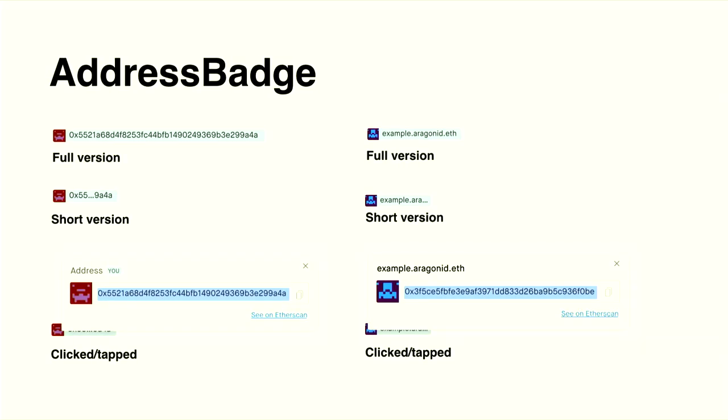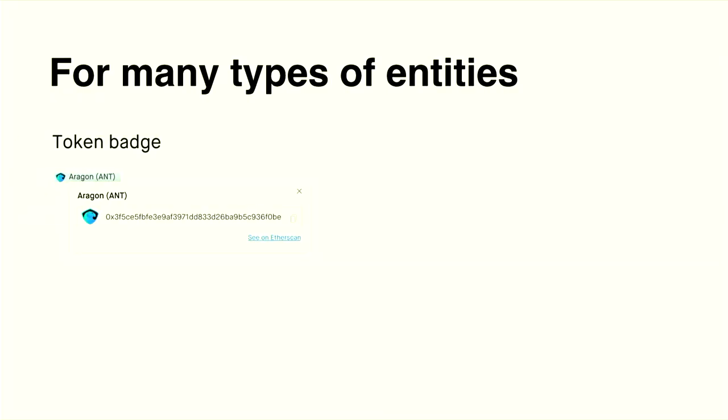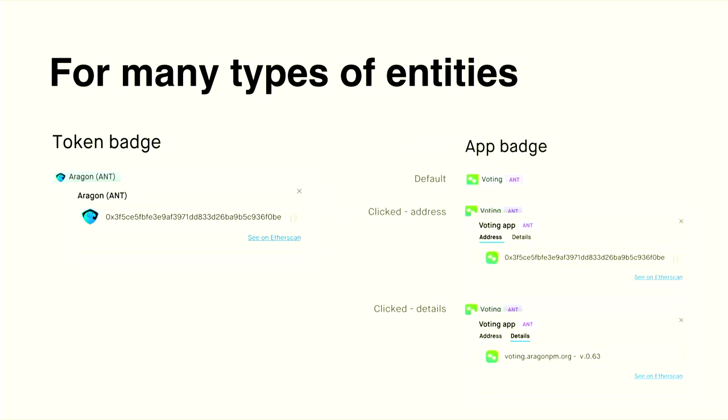We have human-readable names for this as well with ENS. So this will work with Ethereum addresses and ENS names. It'll also work with different types of entities, like tokens. When we're showing tokens in the UI, you can just click on it and you'll get the Ethereum address for that token contract. Same for apps, because all these apps essentially have Ethereum contracts behind them. So you'll be able to quickly click on the app name and get the address, the version of the app and so on, which you see on Etherscan.